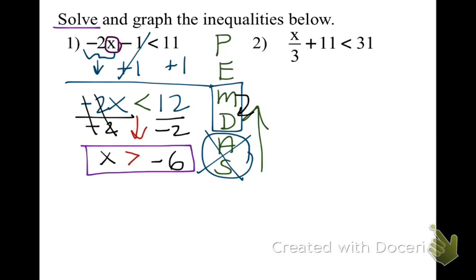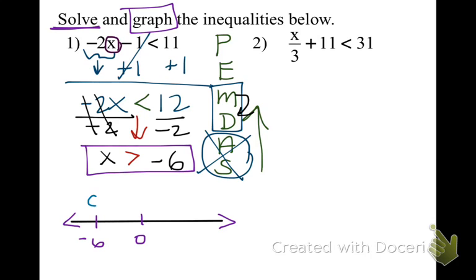Now I've only solved one part of what I need to do. What else do I need to do? I also need to graph this. So let's draw our number line. So I draw a number line. Don't forget the arrows. Draw my 0. Now, where's my starting point? My starting point is going to be at negative 6. So I make a little dash, we put negative 6. Now, since it's my starting point, I'm just going to put an open circle for right now.